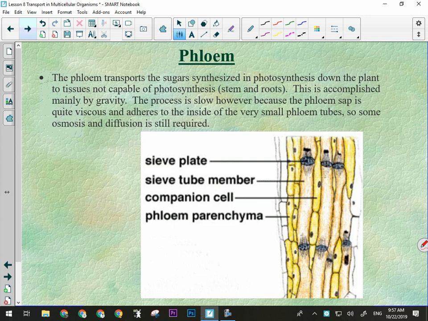Now for the phloem, do we need anything to help sugar move toward the roots? No. Gravity. Yeah, gravity will do it. It's free. It holds everything down, it's always holding you back. So that'll work for bringing the sugars down to the roots.